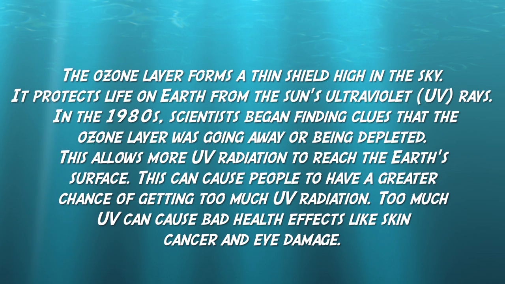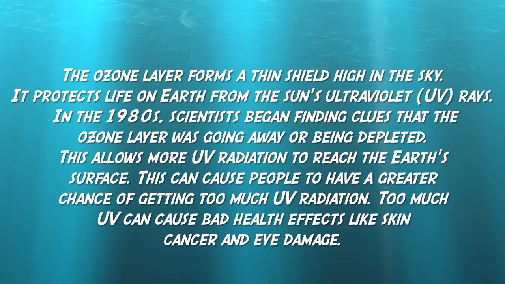Ozone layer. The ozone layer forms a thin shield high in the sky. It protects life on Earth from the sun's ultraviolet UV rays. In the 1980s, scientists began finding clues that the ozone layer was going away or being depleted. This allows more UV radiation to reach the Earth's surface. This can cause people to have a greater chance of getting too much UV radiation. Too much UV radiation can cause bad health effects like skin cancer and eye damage.